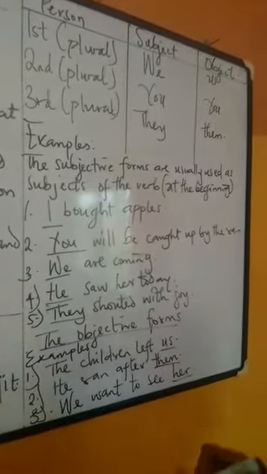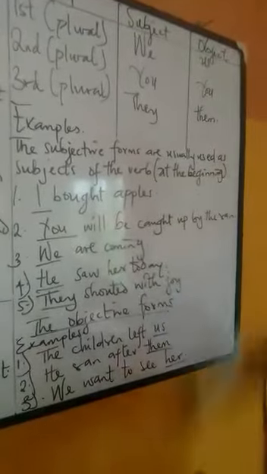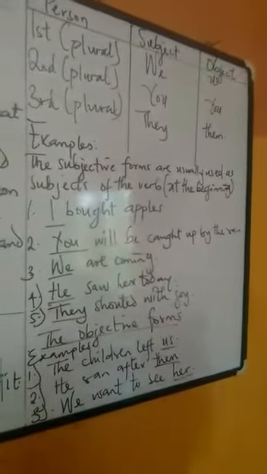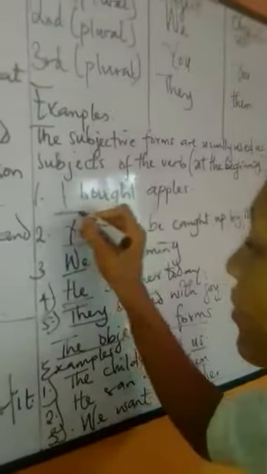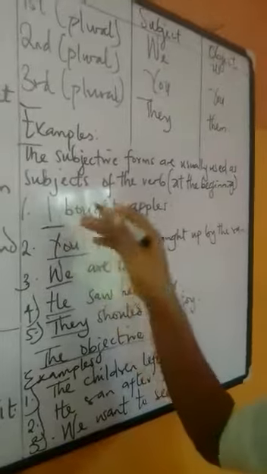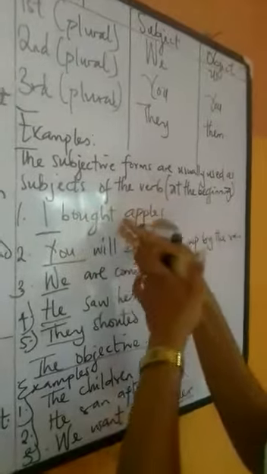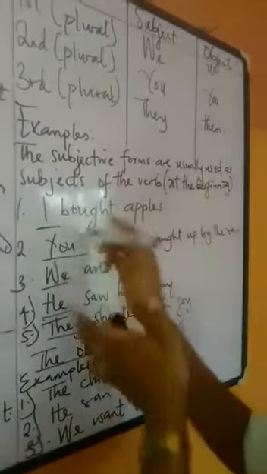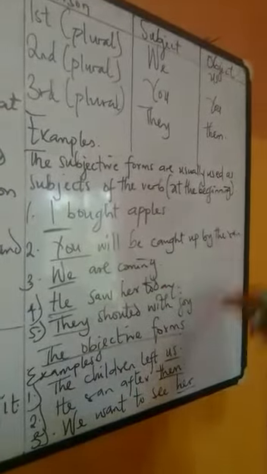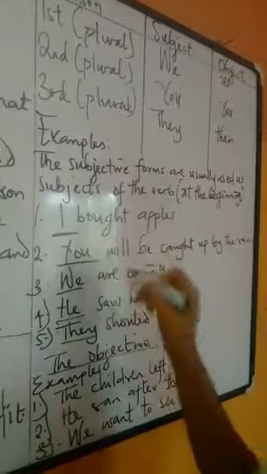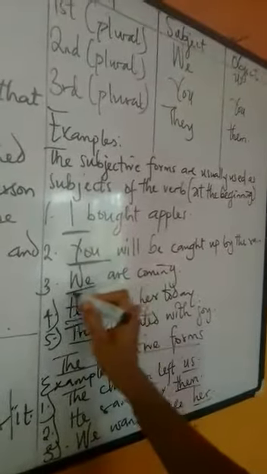Examples. The subjective forms are usually used as subjects of the verb at the beginning. I've just explained that now. So we have number one: I bought apples. I here is a personal pronoun in its subjective form, found at the beginning of a sentence before the verb, performing the action. You will be cut up by the rain. You is the personal pronoun, that is the subjective form. We are coming. Subject pronoun, we.